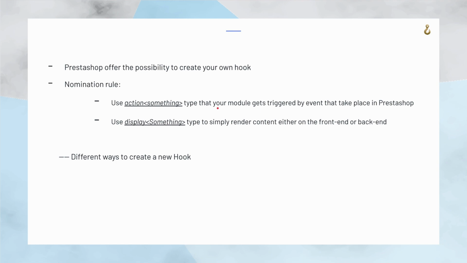The action type is the one triggered by events that take place in PrestaShop, and the display type is simply the one that will render content to either the front or the back end. Okay, let's see how to really create a new hook.